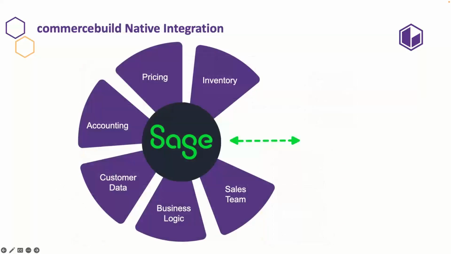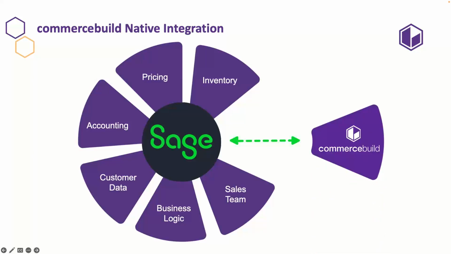Well, in comes commercebuild with our native integration. We call this a piece of the pie, right? So Sage does a bunch of wonderful things. It holds inventory, pricing, accounting, customer data, business logic, sales team. Look, if you're a Sage-run business, everything that is unique about your business is there inside of the ERP. And what do you need to be able to display that and interact with your customers out there? You have all that data that you worked so hard to enrich, and you've made sure you've dotted your I's and crossed your T's. Now you have to display it.